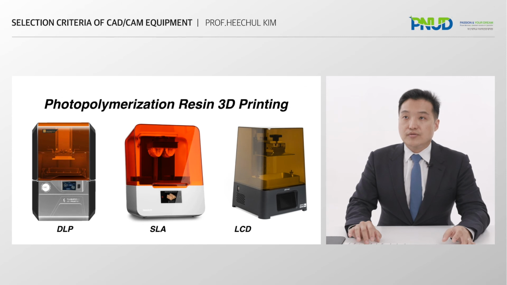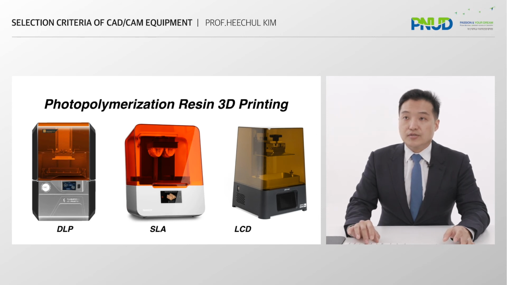3D printers used in dentistry use UV light polymerization resin. There are three types of UV light source: the DLP method using a projector, the SLA method using a laser, and the LCD method using an LCD mask and UV lamp. The most commonly used method is DLP. DLP is direct light processing.